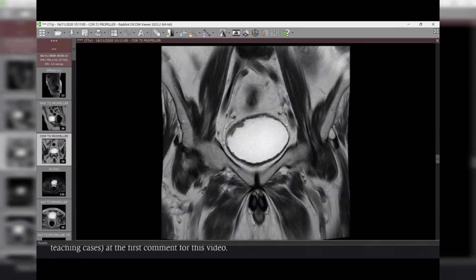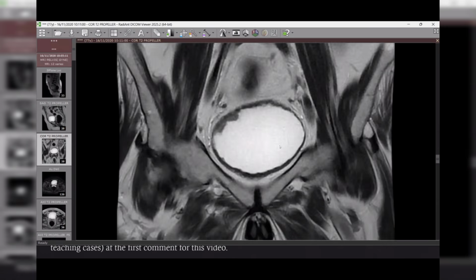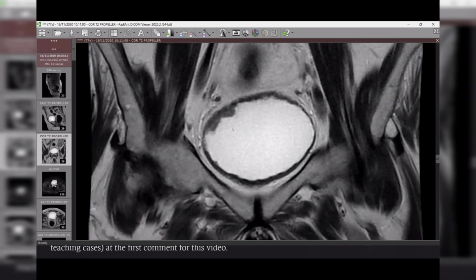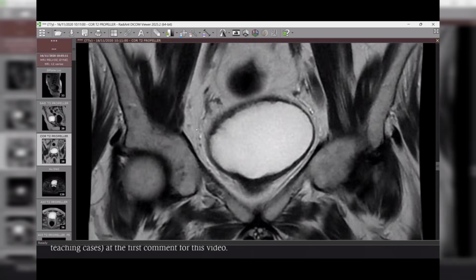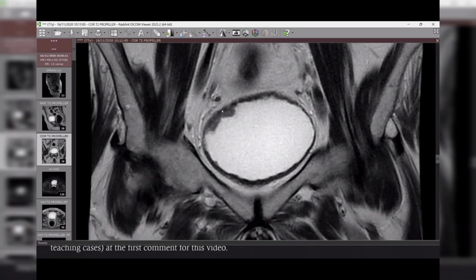And as you said, I don't have clear demarcation of the dark T2 signal of the muscle layer. Do you agree with me? Yes. So it's likely invading the muscle layer. So this one is considered as stage 2. But we don't have any perivesical extension. It is just invading the muscle layer of the urinary bladder.